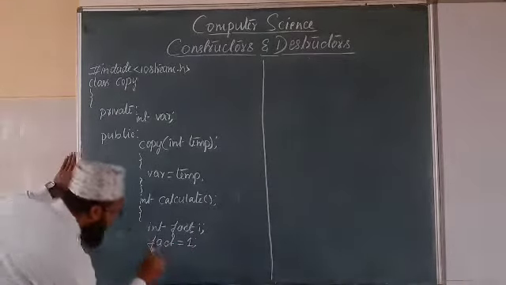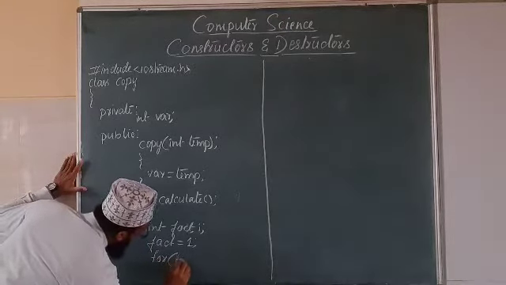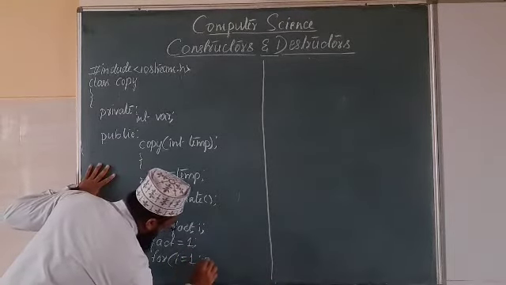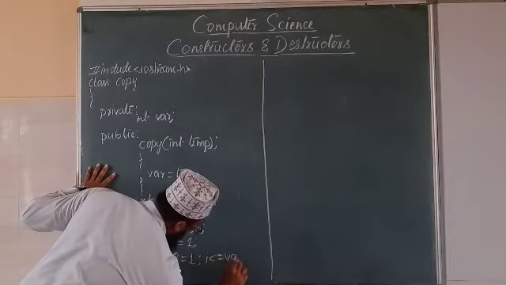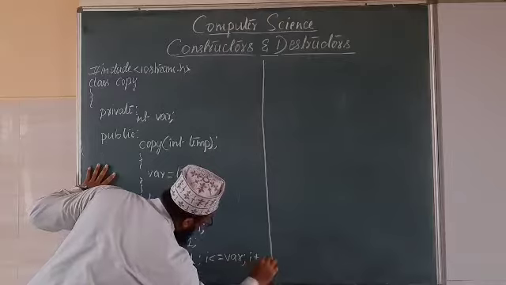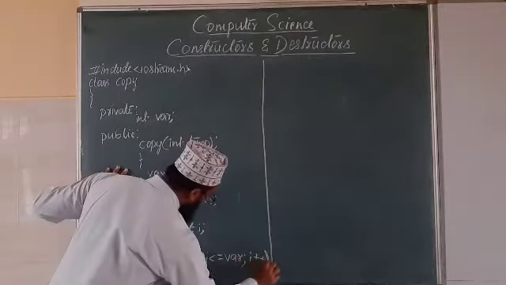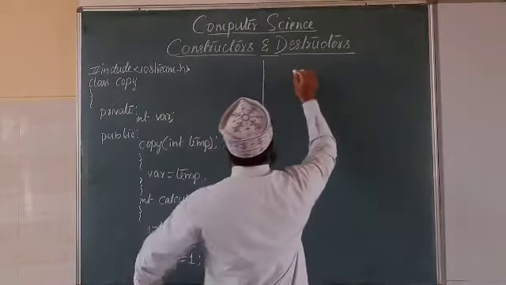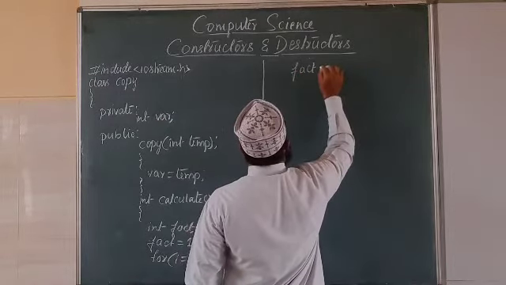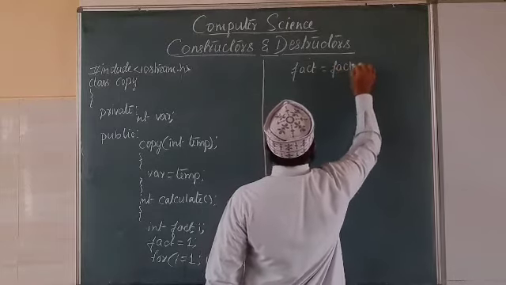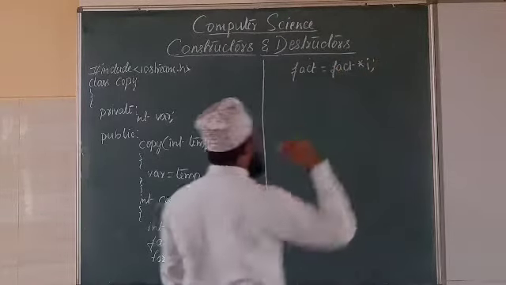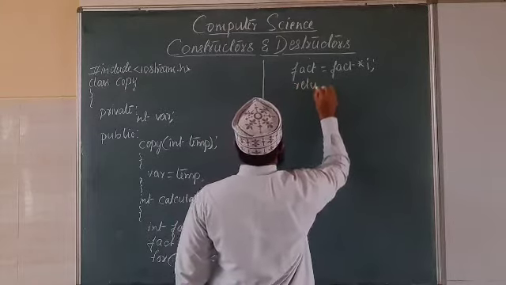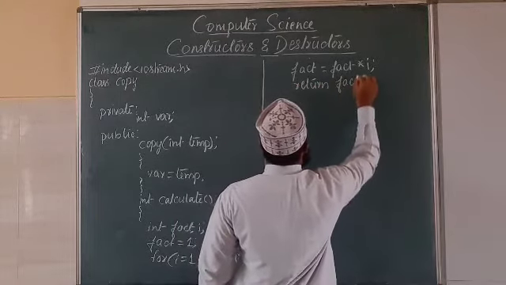Then after this, we need to take one loop, for i equals 1, because here we have taken fact equals 1. So i less than or equal to var, i plus plus. For loop we have taken. Okay, after the for loop, now we need to do the calculation. Then fact equals fact into i. Factorial equals factorial into i. Then after that, finally return fact. Again, return factorial.